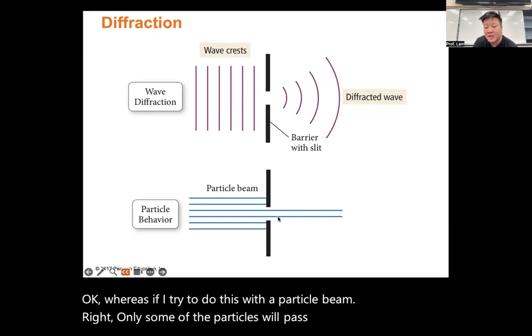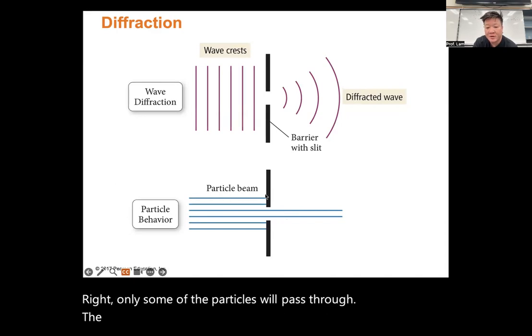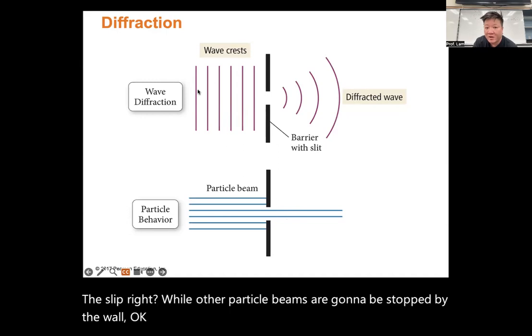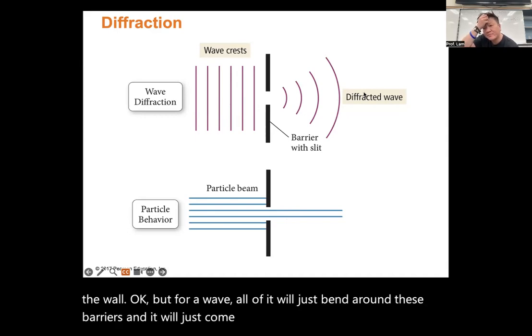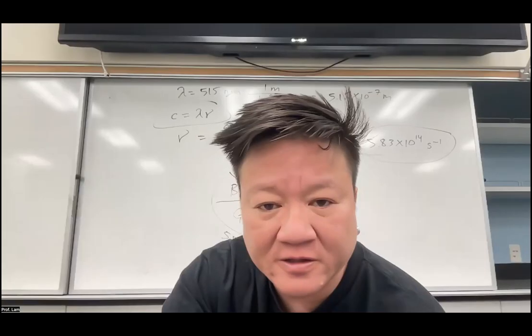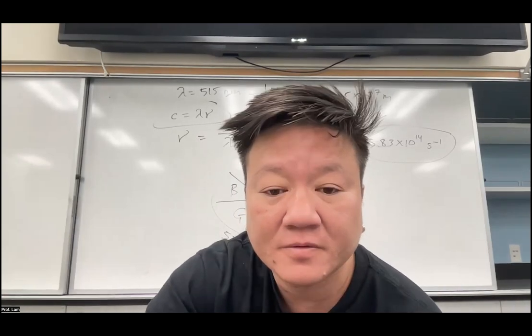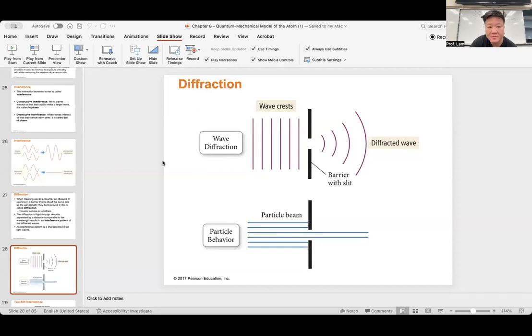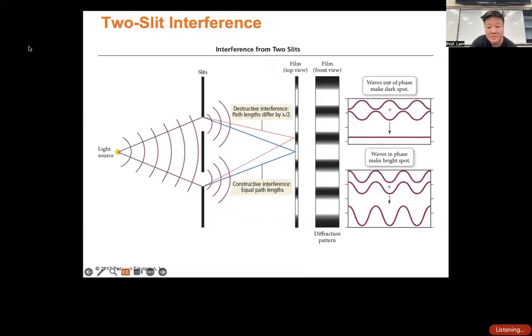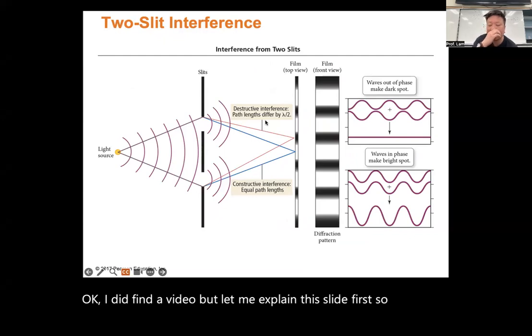pass through the slit, while other particles are going to be stopped by the wall. But for a wave, all of it will just bend around these barriers and come through this slit. And we can see this too. Let's see if I can find a good video to show you guys diffraction and interference. Okay, I did find a video. But let me explain this slide first so that you can understand this video.